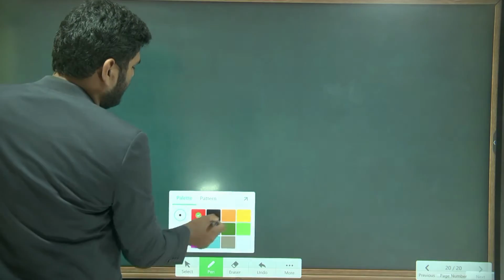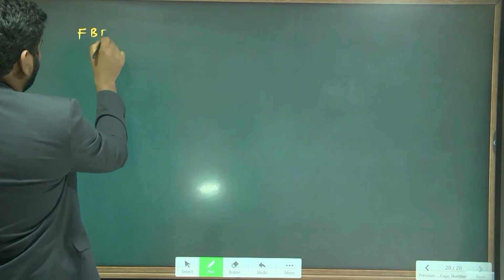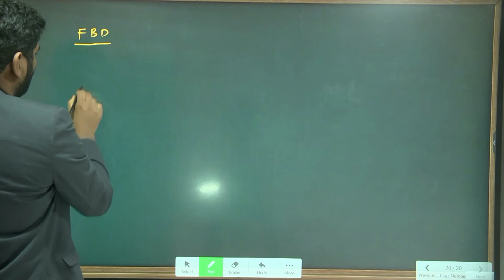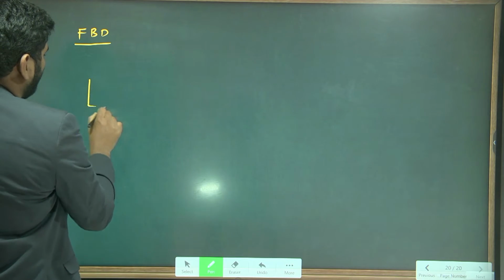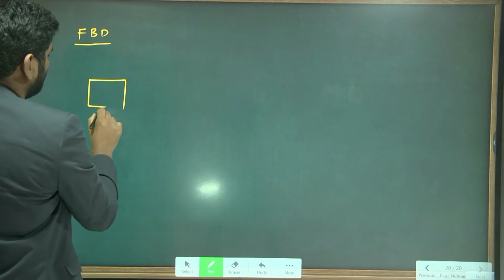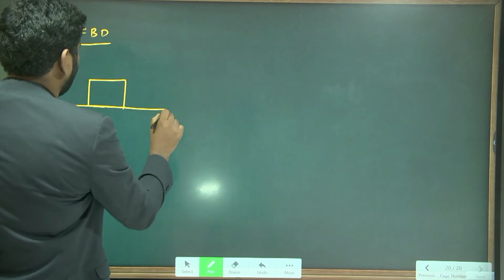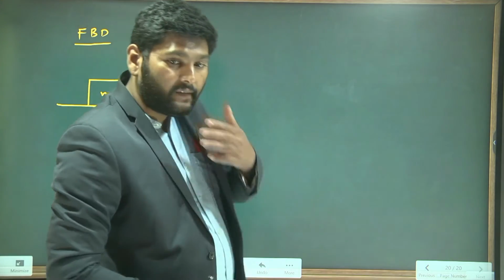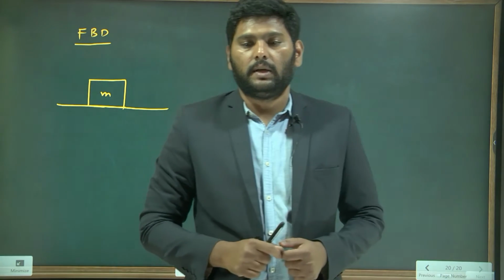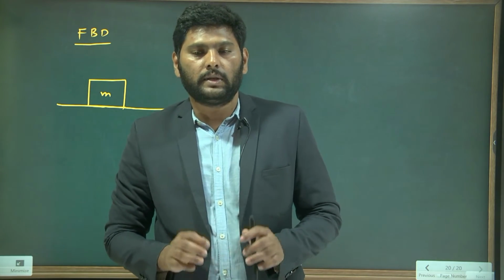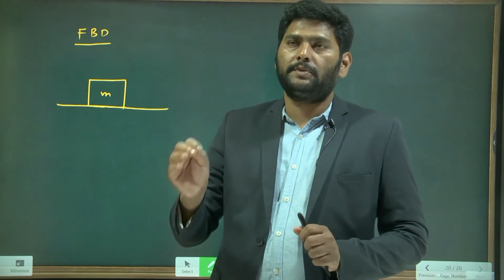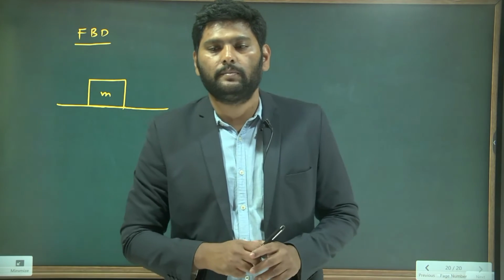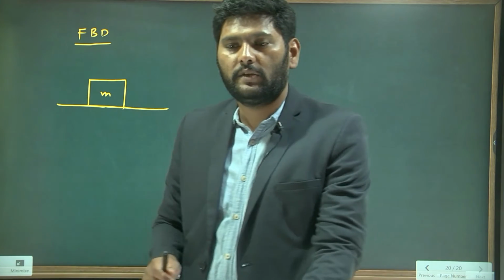We are doing FBD, free body diagrams. Now let me take any object. This is the object. This is a surface. This object has mass m. Tell me, what are the steps involved in the free body diagram?